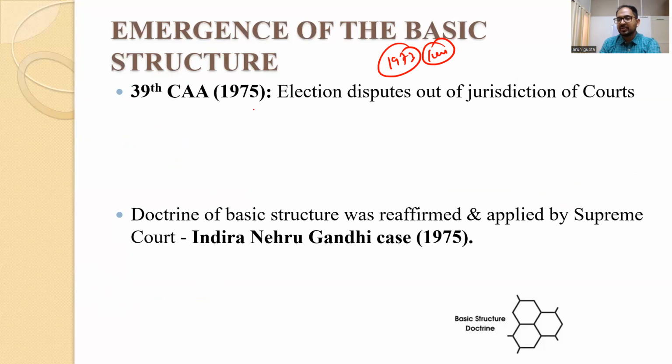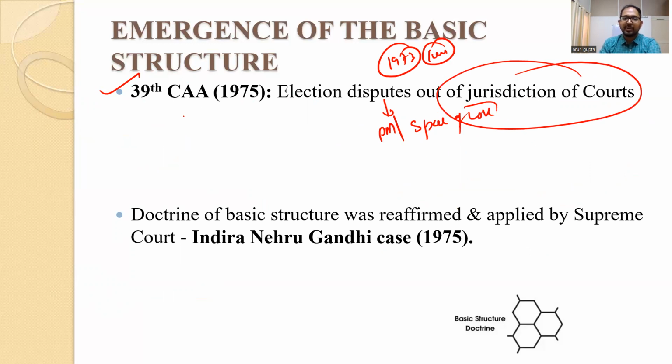So there were elections in 1975 in India, and the election of Indira Gandhi was challenged in the court. So by the 39th Constitutional Amendment Act of 1975, the Parliament brought this in, that election disputes related to the Prime Minister and the Speaker of Lok Sabha were out of the jurisdiction of the court. So according to the Parliament, election disputes of the Prime Minister and the Speaker of the Lok Sabha were out of the purview of the jurisdiction of any court. So they cannot be challenged within any court. So this was again challenged in the court.